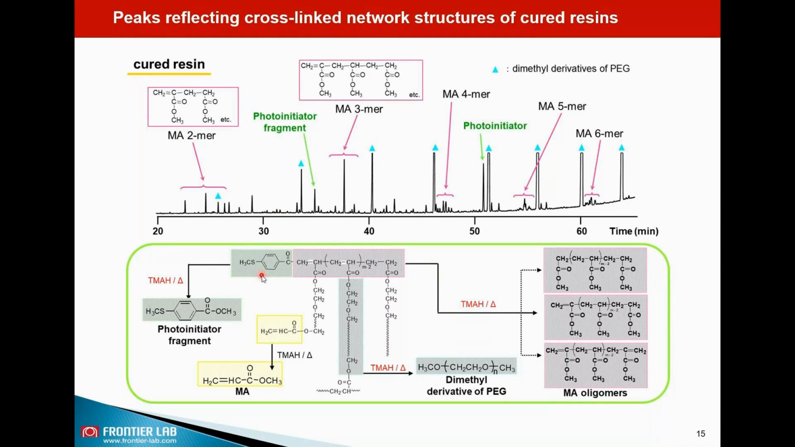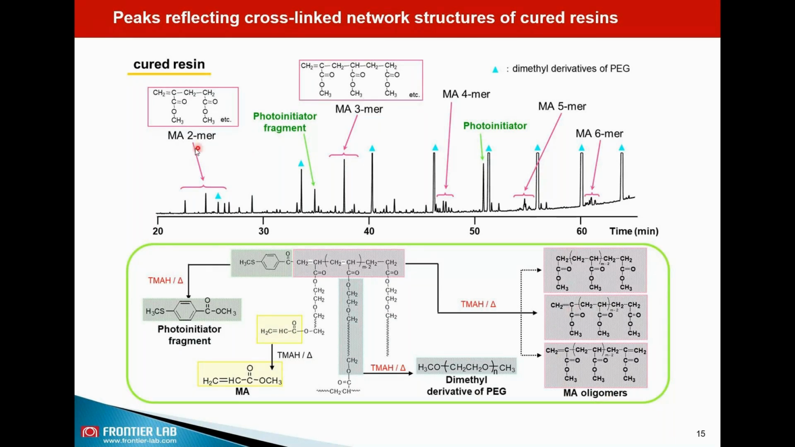precisely. So we recommend to consider the reactive pyrolysis, where we use this tetramethyl ammonium hydroxide. When this photopolymer together with the cured resin is mixed with this TMAH, it leads to form different products. Okay, the methylated product that is coming from the methacrylate and also this dimethyl derivative of polyethylene glycol, also the methacrylate oligomers. So the methacrylate oligomers is the one that really tells you that this is a cross-linked networking structure.